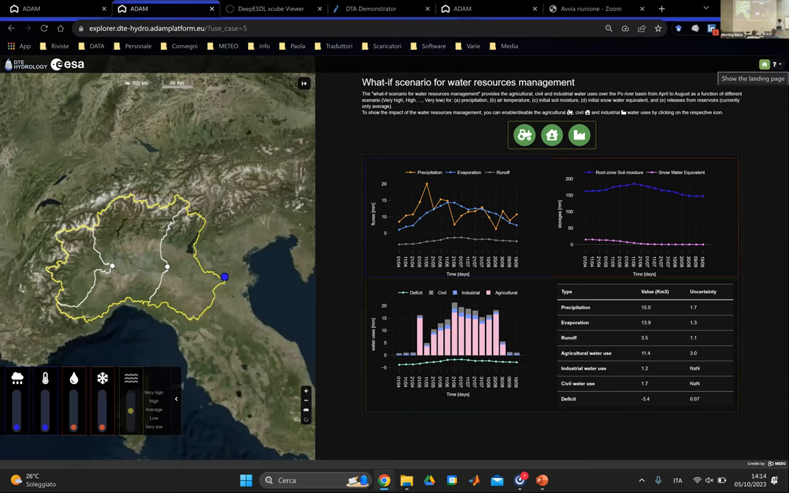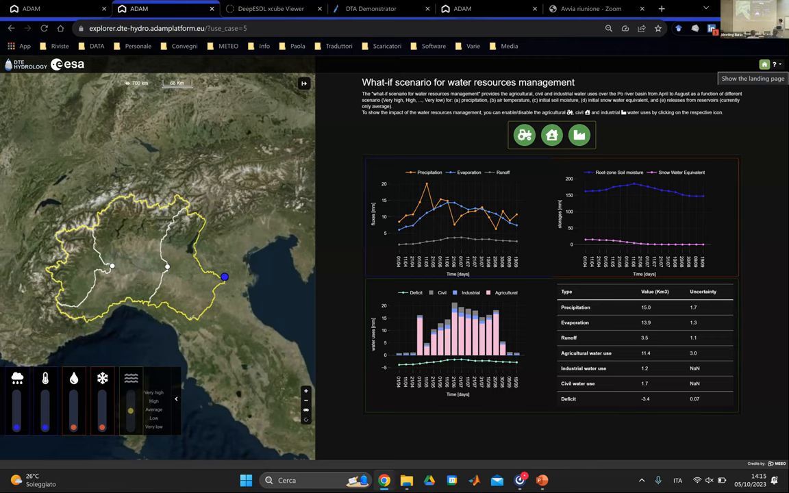So we have a platform that is like this, where you have a slider, a button, and you can select from very low to very high. This is precipitation and temperature, and these are initial conditions for soil moisture and snow. Changing the different buttons, you can have information about what is going to happen in the next summer in terms of fluxes, in terms of storages, and particularly in terms of water uses. And this is very important, probably, in terms of the deficit that we can have.